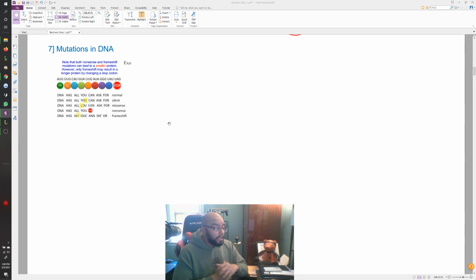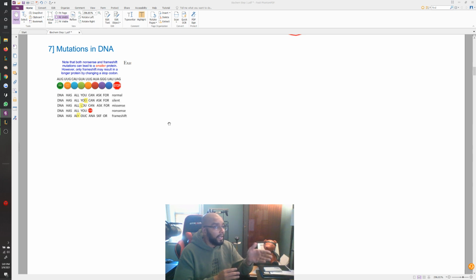And the last one here, a frame shift mutation, which is not a point mutation. This is a deletion or insertion of a number of nucleotides not divisible by 3. So either 1 or 2 or some other multiple of 1 or 2 that isn't divisible by 3 has now been inserted or deleted, resulting in misreading of all the nucleotides downstream from there on. So that sentence is no longer even readable anymore, right?